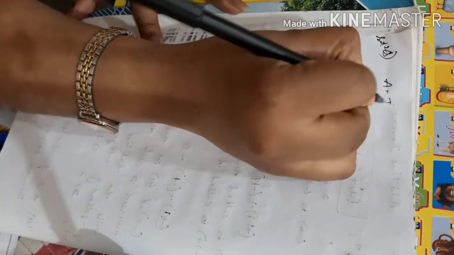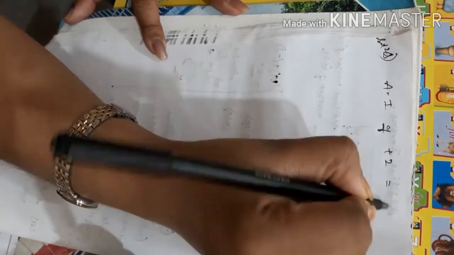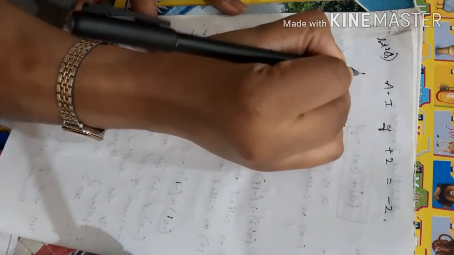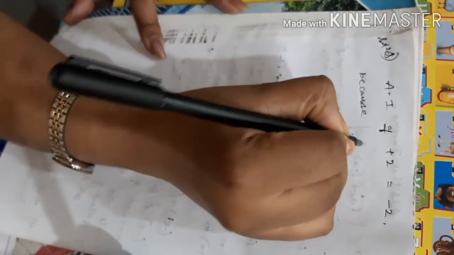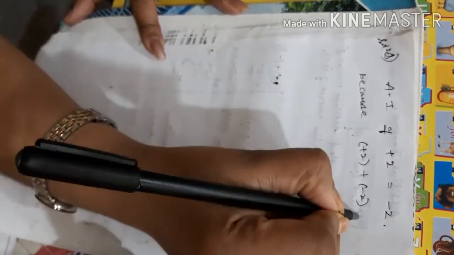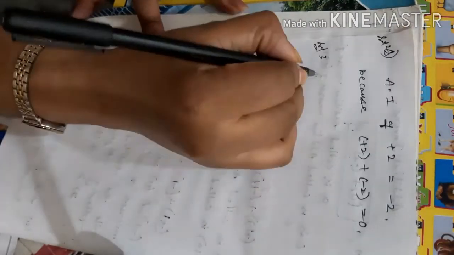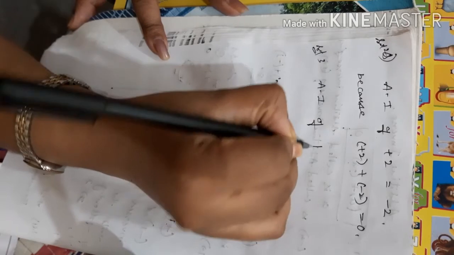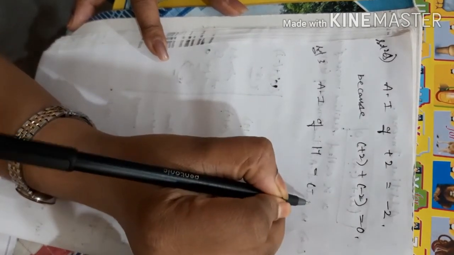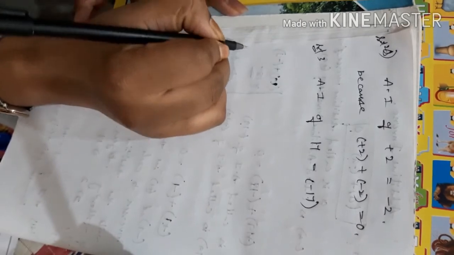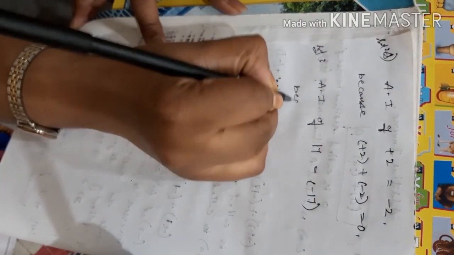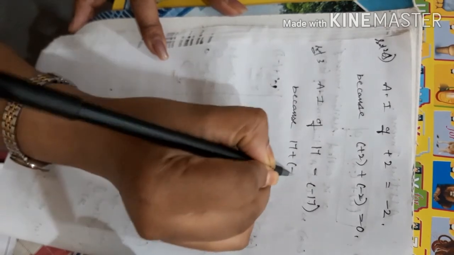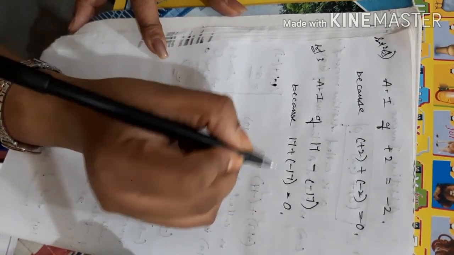Additive inverse of +2 is equal to -2. Why? Because +2 and -2, if you add, you get 0. That is why. Next question, solution 3. What is the third question? 17. Additive inverse of 17 is what? I hope you have already written the answer, -17. Why? Because 17 and -17, if you add, then only you are going to get 0. That is why these two are additive inverses to each other.